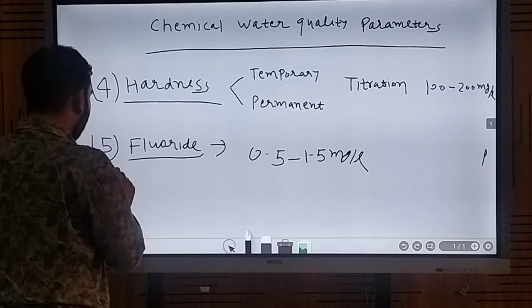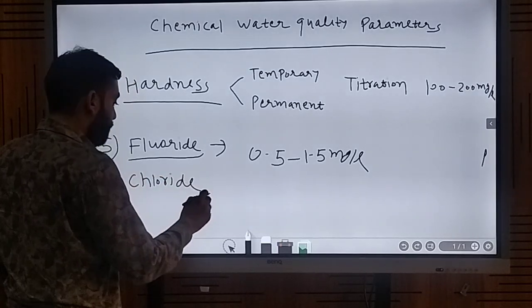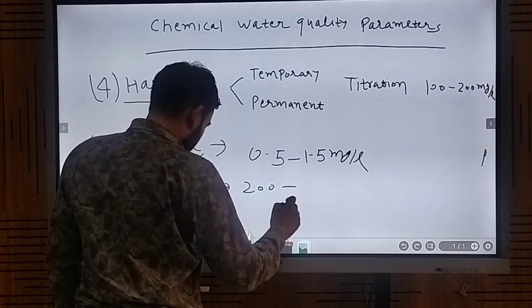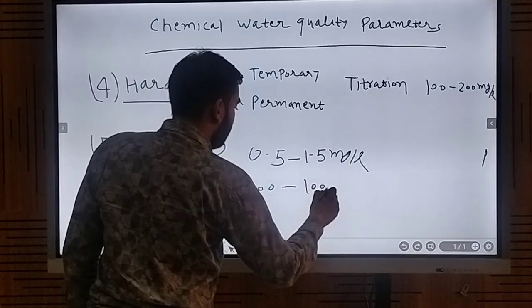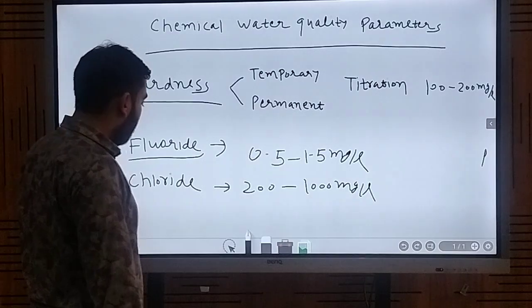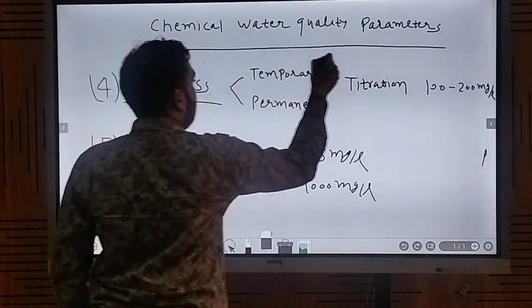The next chemical water quality parameter is chloride. The permissible limit of chloride is 200 to 1000 milligram per liter. So again, we talked about minor chemical water quality parameters.